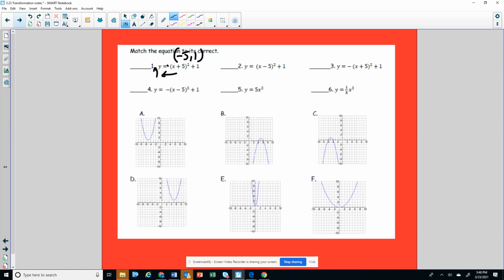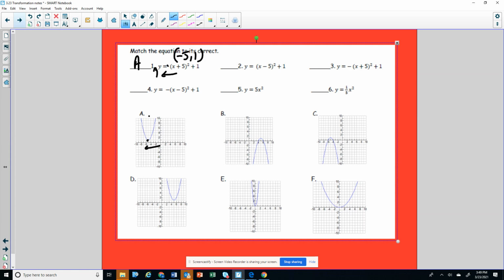Okay, -5, comma 1, let's look at this one. I'm sorry, -5, comma 1, that will be A. The vertex is -5, comma 1, and it opens upwards. Or you can say the graph shifted 5 units to the left and went up 1. So this is A right there.